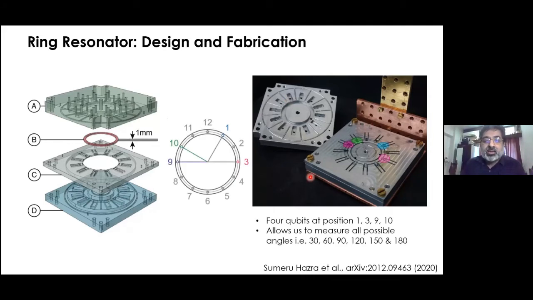Okay, and as the first experiment, the main goal was to really test this theory: does the coupling really vary in the way we had predicted? For that, we chose to place only 4 qubits at cleverly chosen positions 1, 3, 9, and 10. These were chosen because for just these 4 qubits, we can measure all the relative angles between them. That is 30, 60, 90, 120, 150, 180.